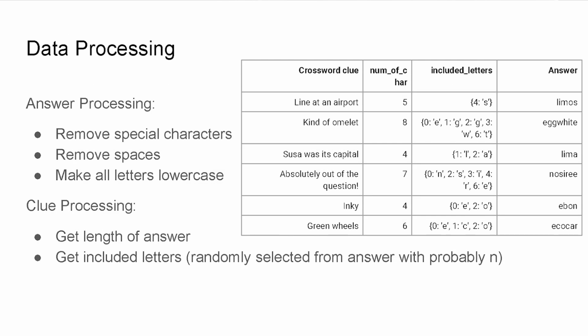For data processing, we put the data into a data frame format so we could use it to develop our prompt. For the answer column, we first removed the special characters and spaces and made all letters lowercase for easier comparison. For the other columns, the number of characters is the length of the answer, and the included letters are selected randomly at the time of data processing.